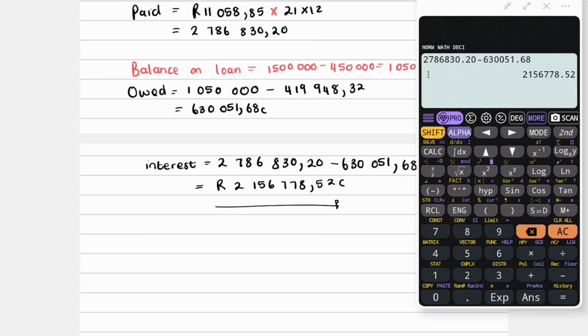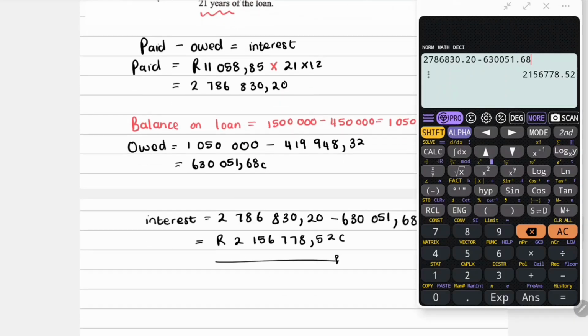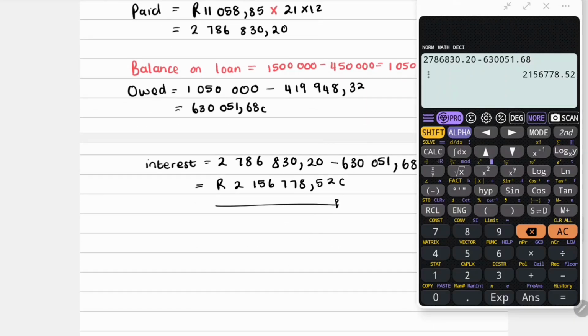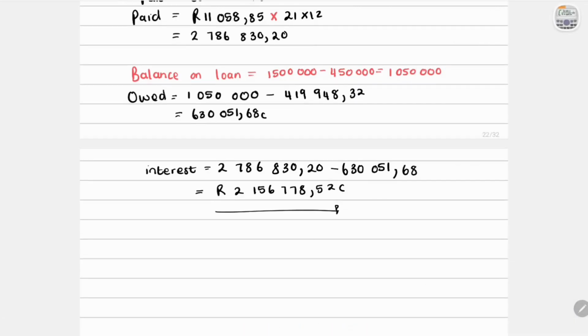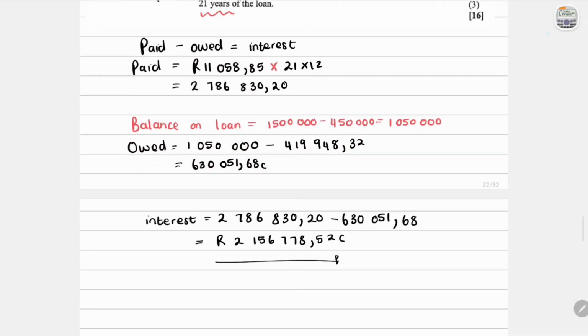This is because with loans, interest is added. So most of the time when you reach about maybe even half the time frame that you're supposed to pay the loan in, you've already paid the bank back the loan. You're really just paying interest. Okay, so that is the interest after 21 years. And that is it for the financial maths section.